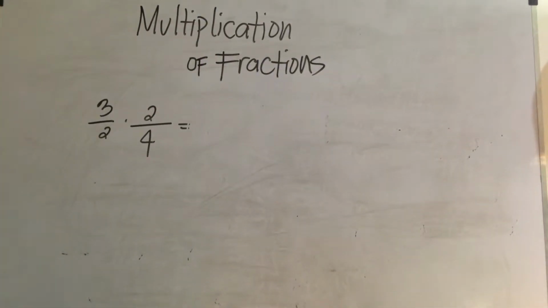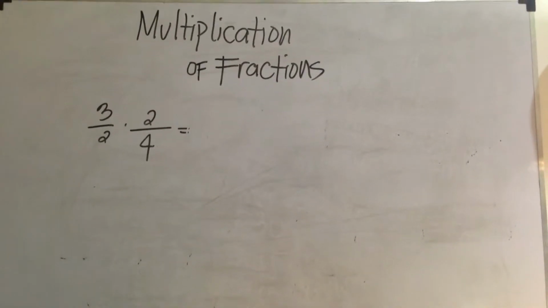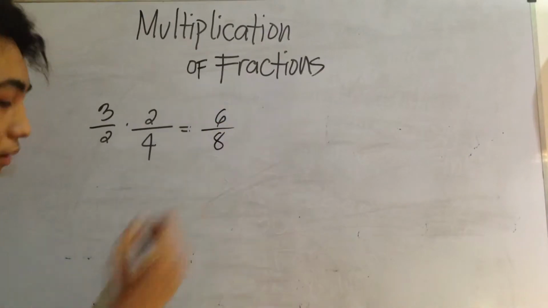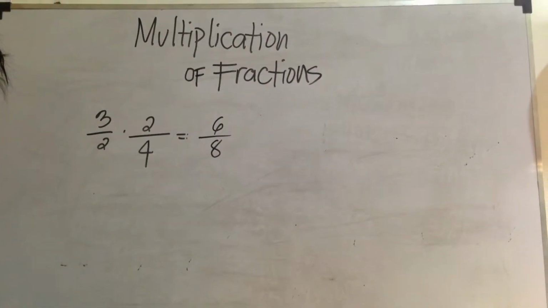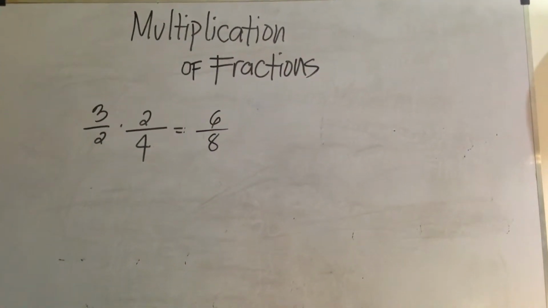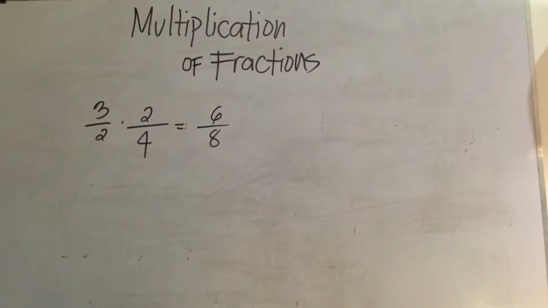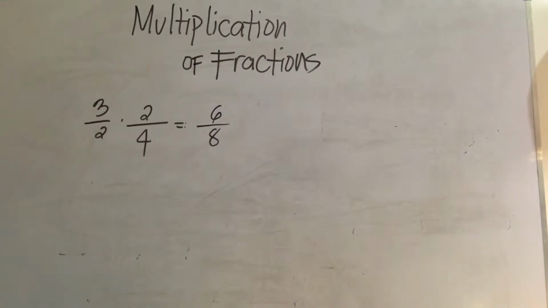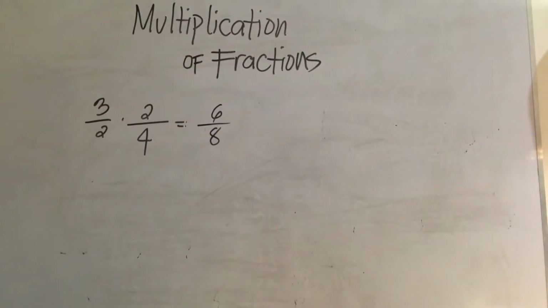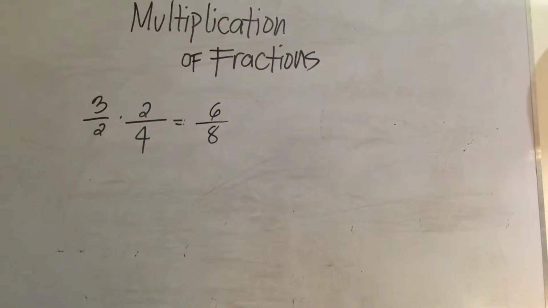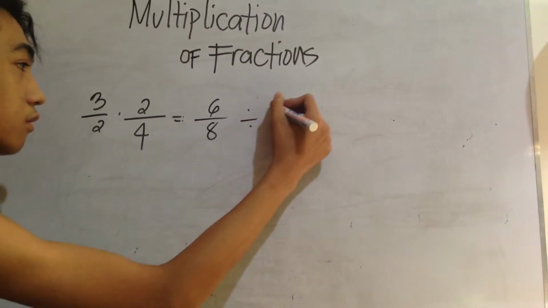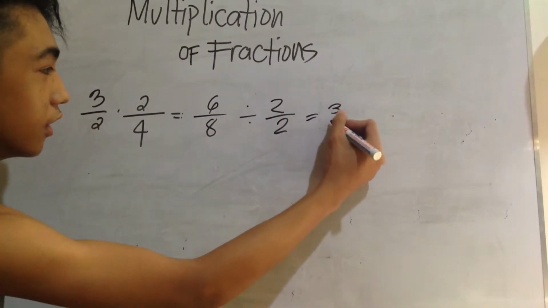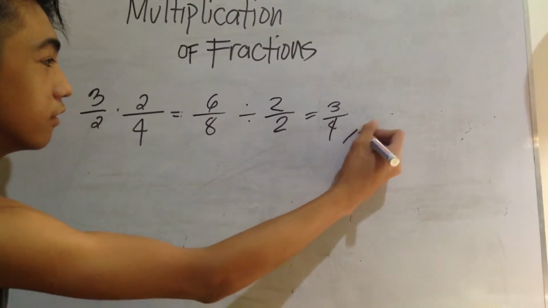For example, 3/2 times 2/4. So, 3 times 2 is equal to 6 and 2 times 4 is equal to 8. Note that if the fraction is still possible to be reduced, make sure to reduce it to its lowest term. You'll just have to find the GCF of the numerator and the denominator. In this case, the GCF here is 2. Then divide it to the numerator and denominator to get the lowest term. So, 6 divided by 2 is equal to 3, and 8 divided by 2 is equal to 4.